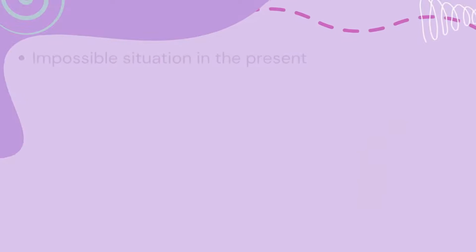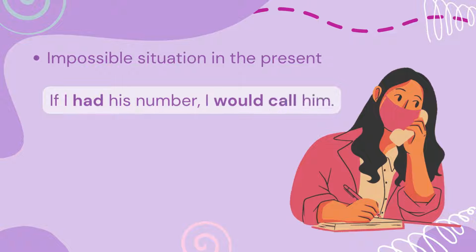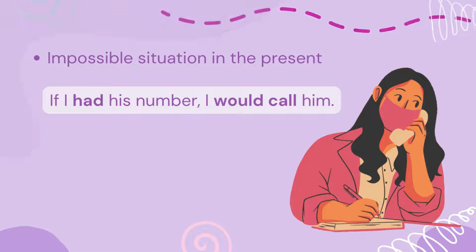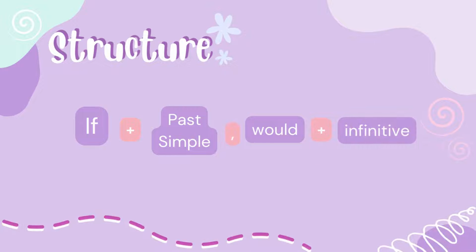If I had his number, I would call him. But I don't have his number now, so it's impossible for me to call him. The second conditional uses the past simple after if, then would, and the infinitive.